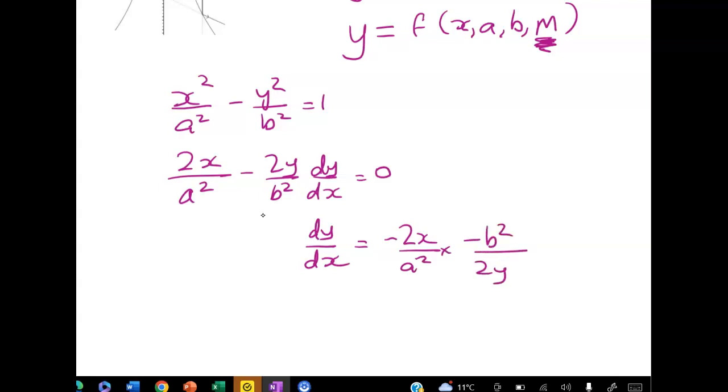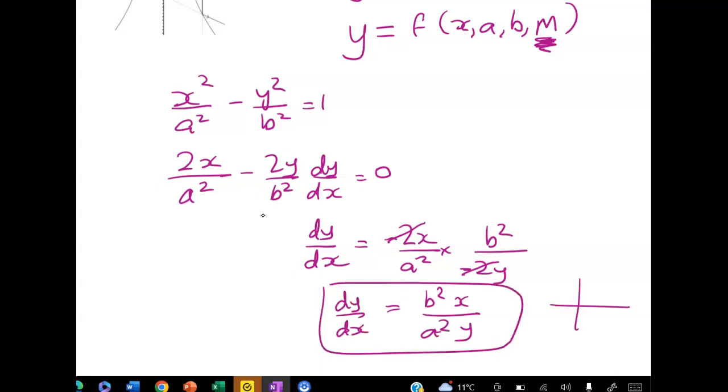So I'm going to get this. I could actually, just to be even clearer, leave that negative down in the denominator. So you see what's going on. And now we're going to simplify away the negative 2's, and we're left with b squared x over a squared y, right? So that's the gradient at any point on the curve.